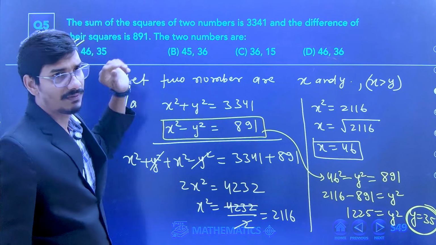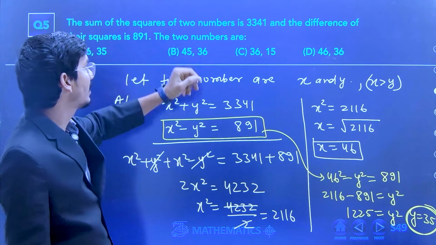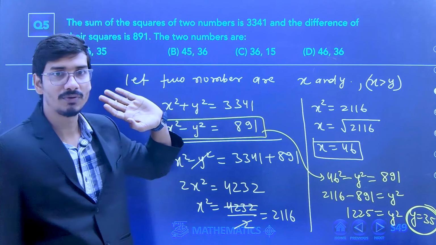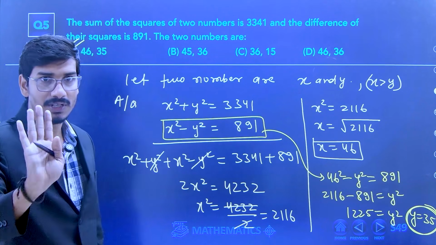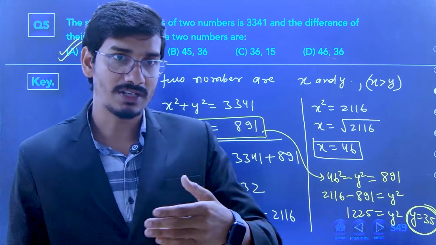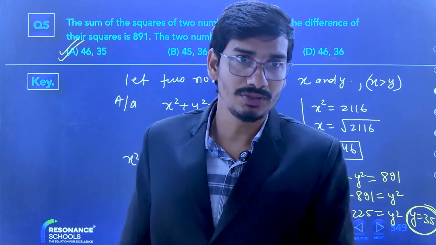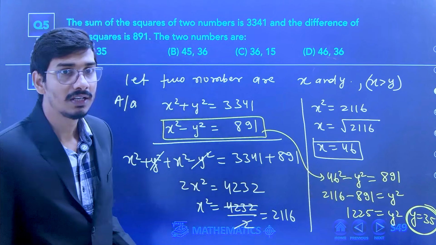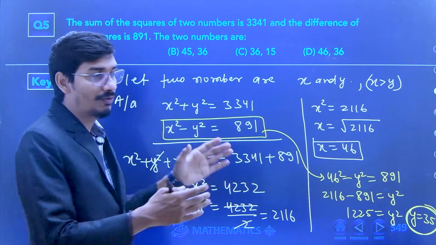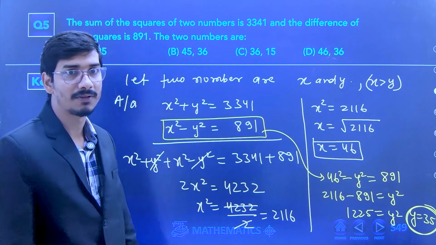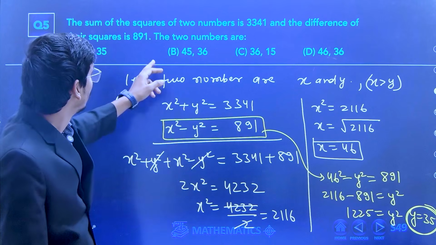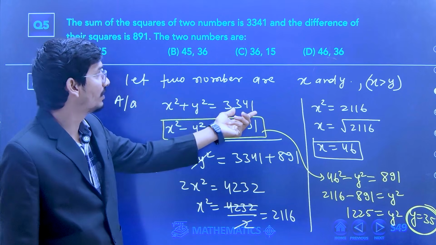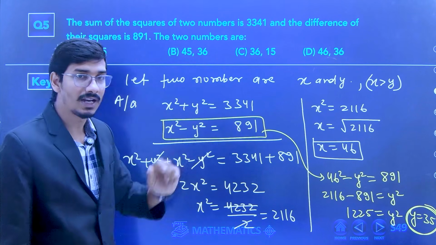The two numbers are given whose sum of their squares is 3341. So x square plus y square equals 3341. First of all, listen, you start commenting now. If you start messaging, then how will you understand? If you are engaged in messaging, you are not able to understand the concept. The sum of squares is 3341 and the difference is 891.